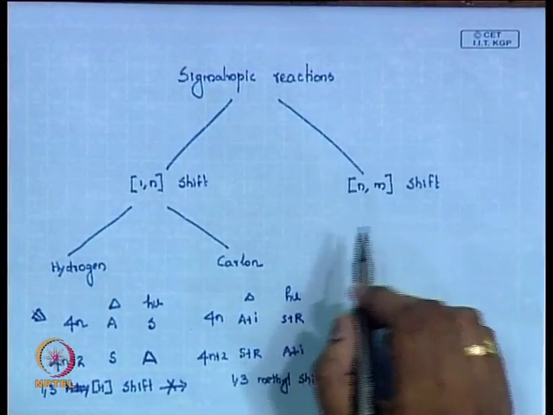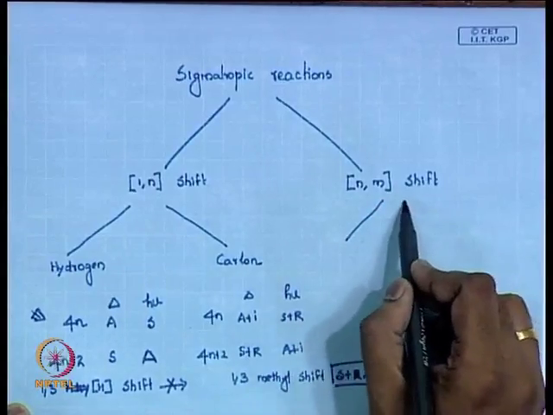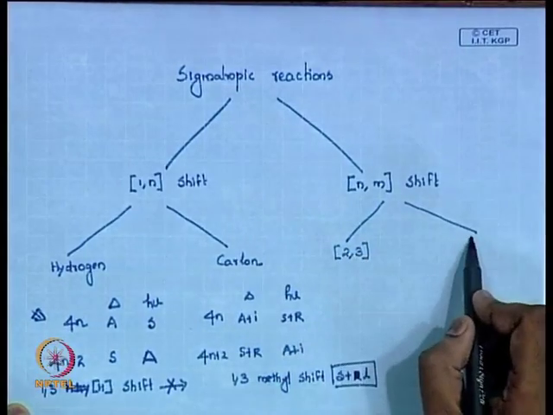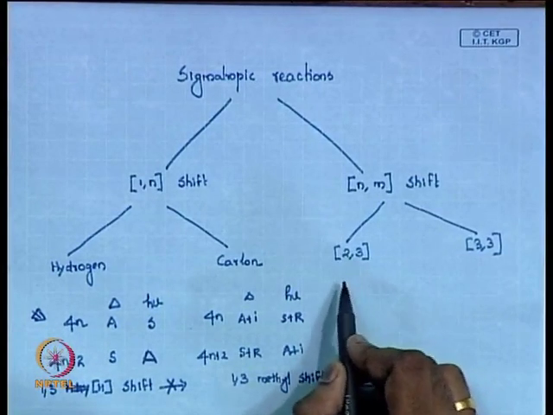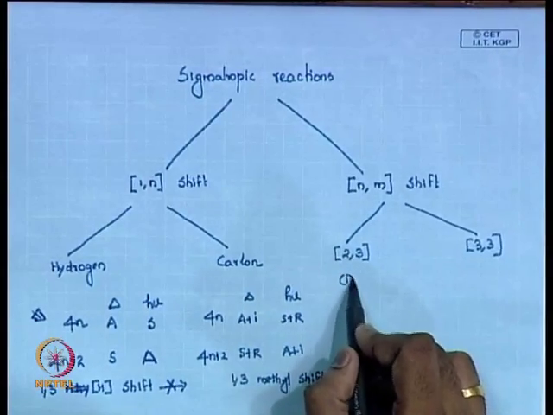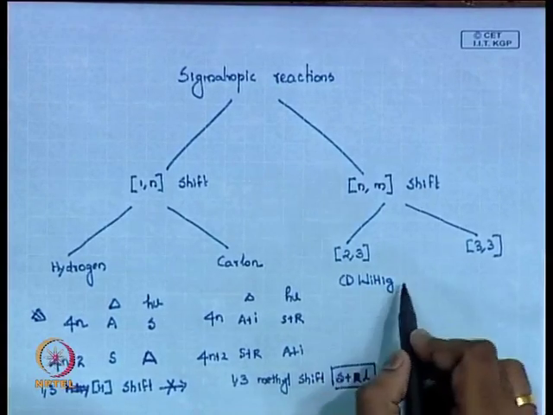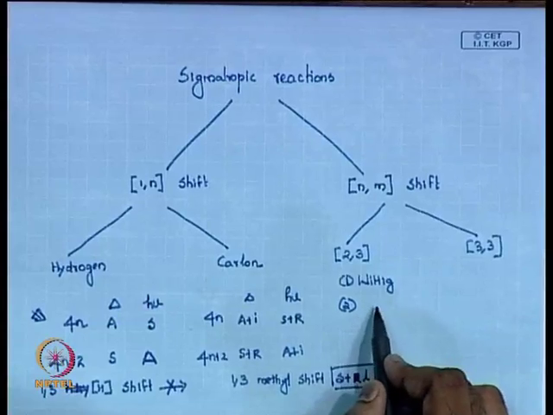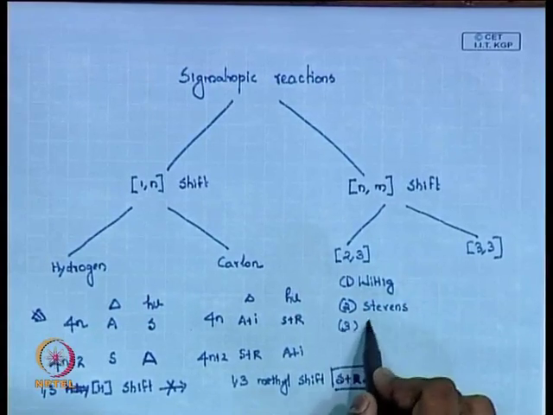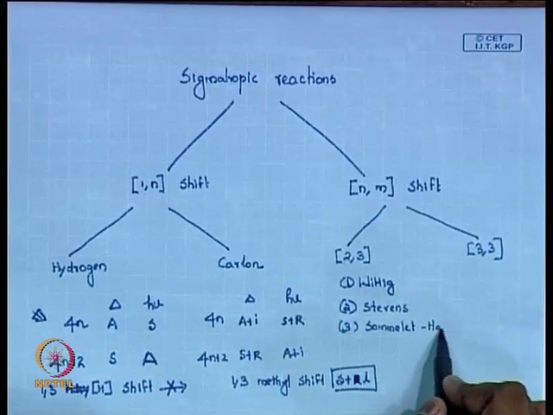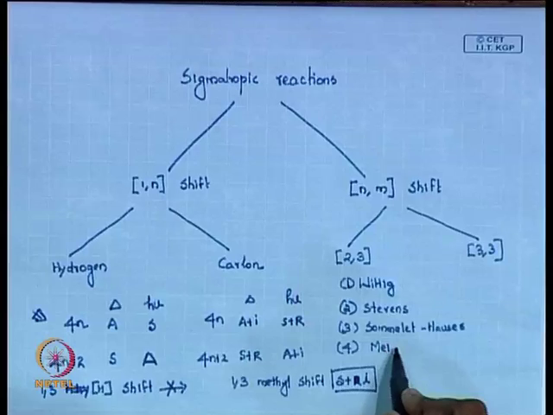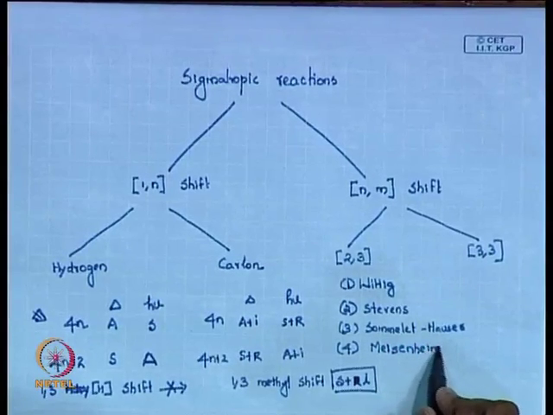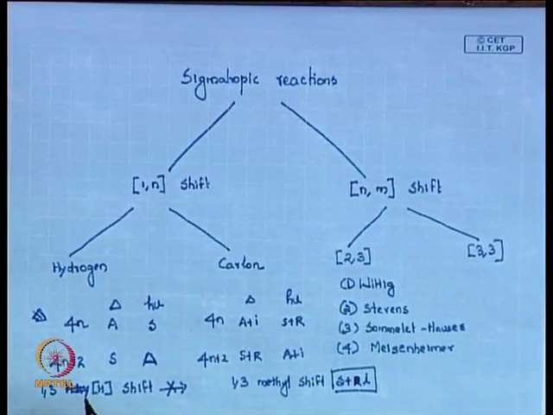Then we went to the n,m shift, which is nothing but movement of a sigma bond across a pi system. There we said we would be discussing more on 2,3 as well as 3,3. In 2,3 we studied some important reactions. First we studied the Wittig reaction, then the Stevens, then the Sommelet-Hauser, then we slowly went to the Meisenheimer. So, that part we studied in 2,3.